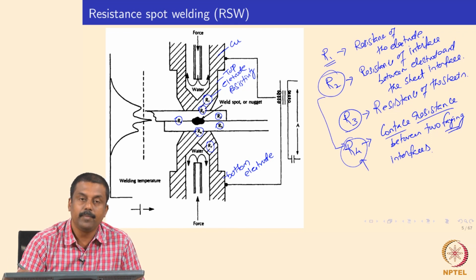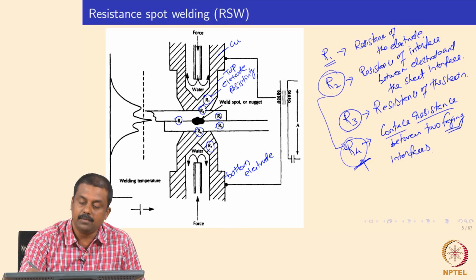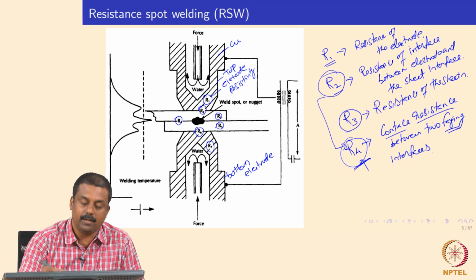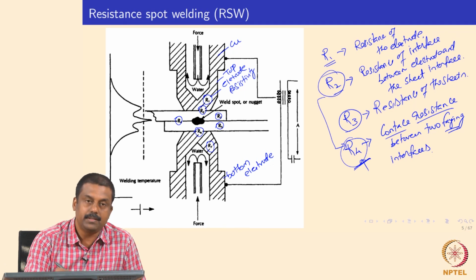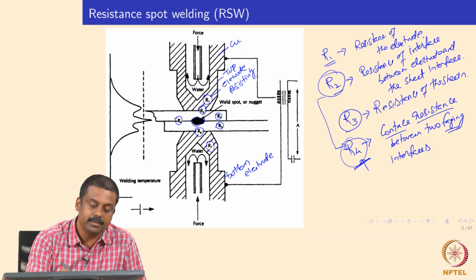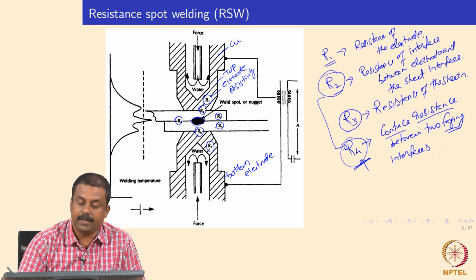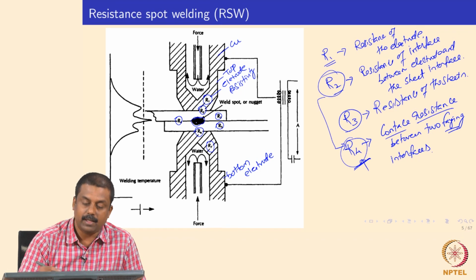So, R4 will be the maximum and R2 the next. Because of the increased resistance at the interface between the two sheets that are welded, you expect maximum heat generation at the interface. The contact resistance at the interface, R4, determines the actual heat generation. Because of the increased resistance in R4, the entire heat generation is controlled by the resistivity at the interface.